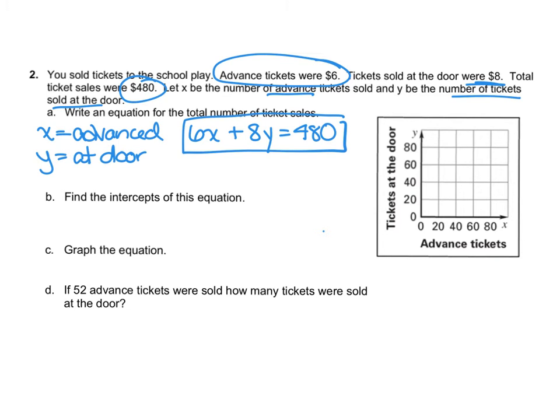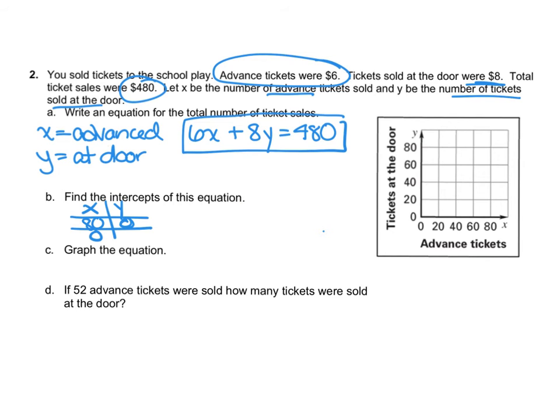All right, so let's find the intercepts. Again, to find the intercepts, remember, it's when you have 0. So for that x-intercept, it means that you're not going to have any tickets sold at the door. Let's plug this in. We have 6x plus 8y is equal to 480. Remember, we're going to plug in 0 for y, so this goes away, and we're going to divide by 6. And so we'll have 80 that are going to be the advanced tickets.